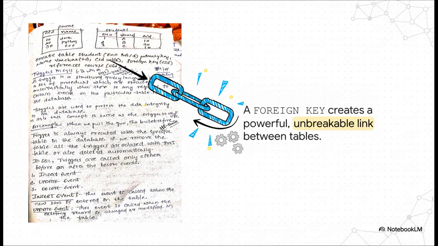Let's zero in on one of the most important ones, the foreign key. This is the glue that holds your whole database together. See, by making the CID in the student table a foreign key that points to the CID in the course table, you make it physically impossible to enroll a student in a course that doesn't exist. It's a simple rule that creates a powerful, unbreakable connection.